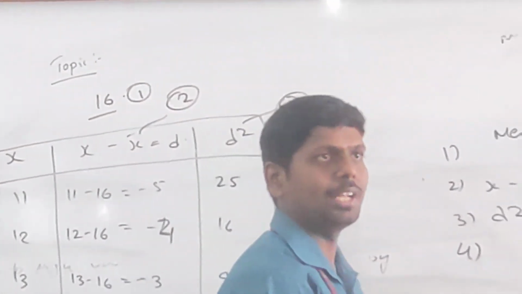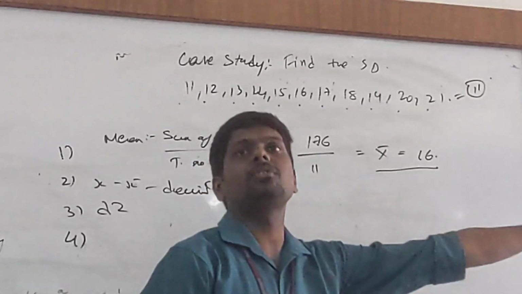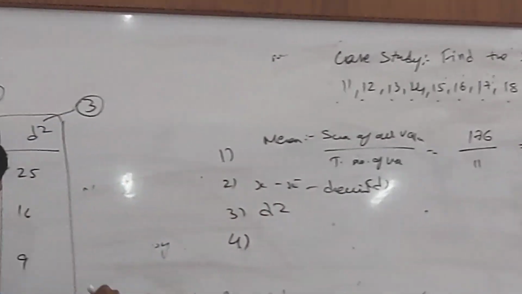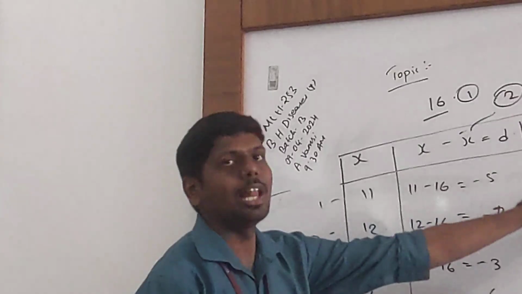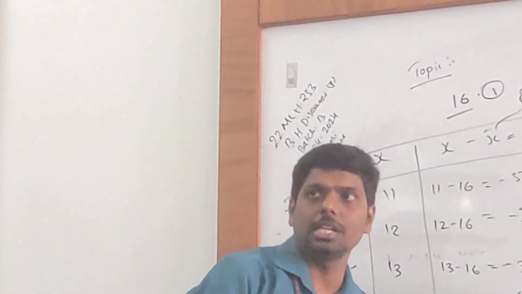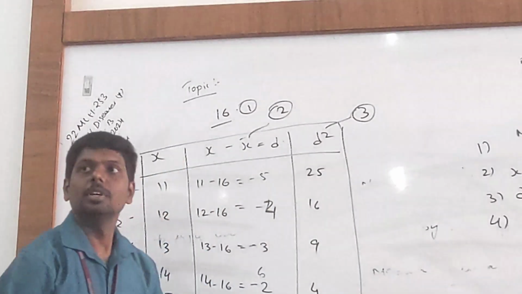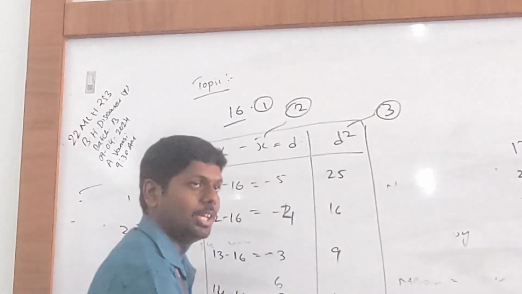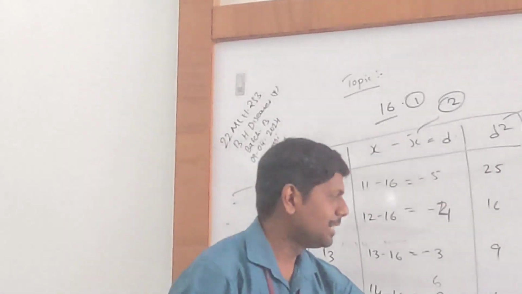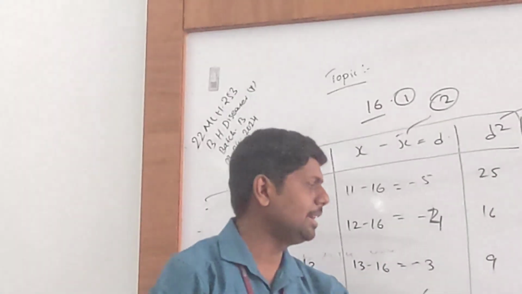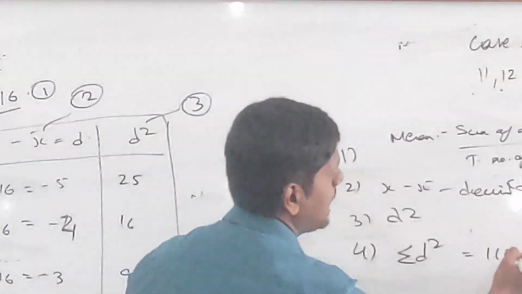What will be the fourth step? Tell me, students. Adding all square values of deviation to get sum of d square. What do they mean? They are saying you need to give the sum of all these values. Calculate all these values. What is the total of d square? See here, 110. Yes, very good. This is the fourth step, called the sum of d square. Sum of d square is 110 in our data set.